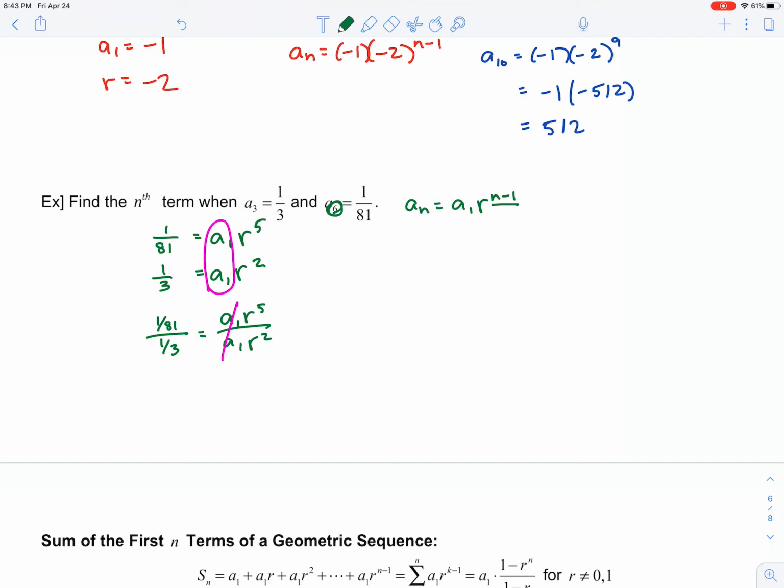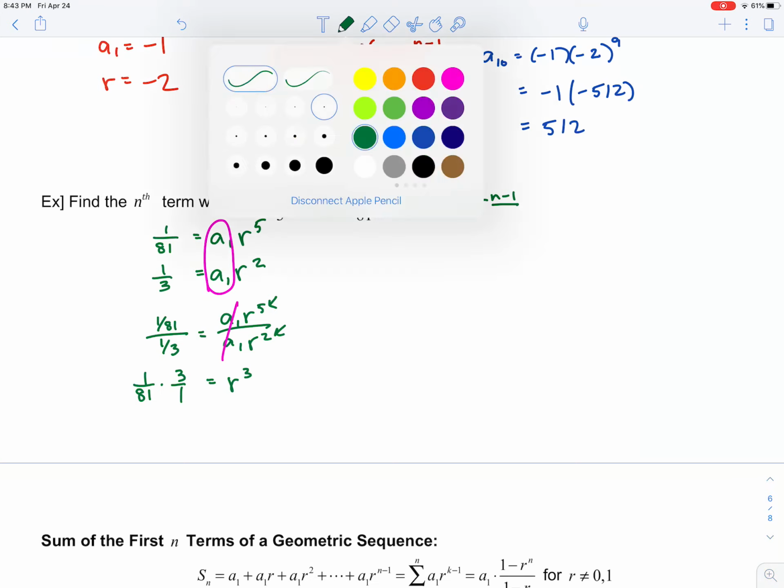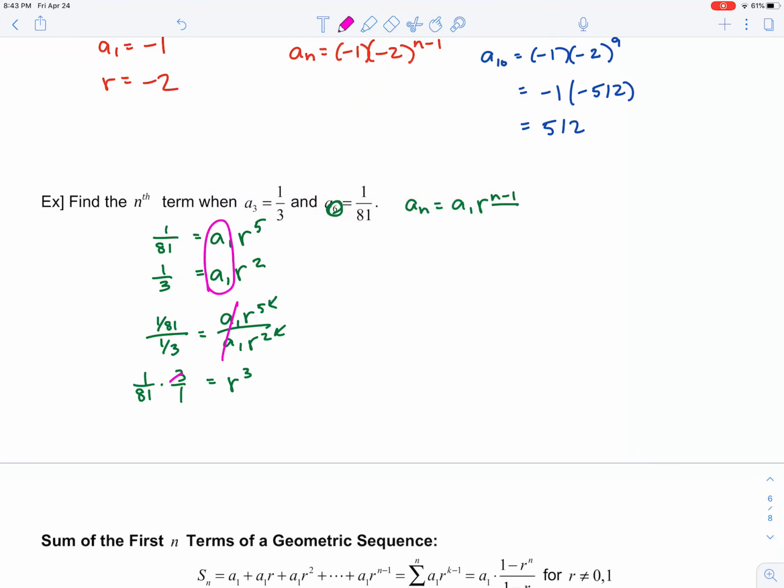1 over 81 divided by 1/3. I'll multiply by the reciprocal. Here I can use the quotient property of exponents to just subtract. 5 minus 2 is 3. Okay, I can do some reducing here. 3 goes into 3 one time, 3 goes into 81 27 times. So I'm going to continue up here. So 1 over 27 equals r cubed. Cube root both sides. 1/3 equals r.